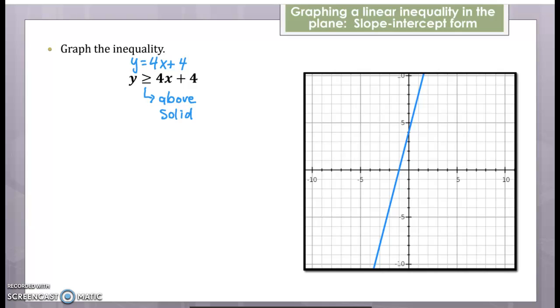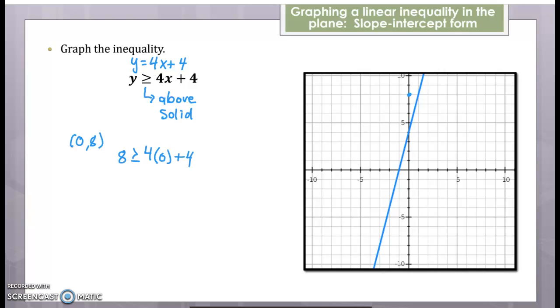And then what does it mean to graph above? Well, if I were to take this line, this one's a little tricky because what is below and what is above? Well, let's go ahead and plug in this point right here and see what happens. That point is 0, 8. X is 0, y is 8. I plug in 8 for y: 8 greater than or equal to 4 times 0 plus 4.